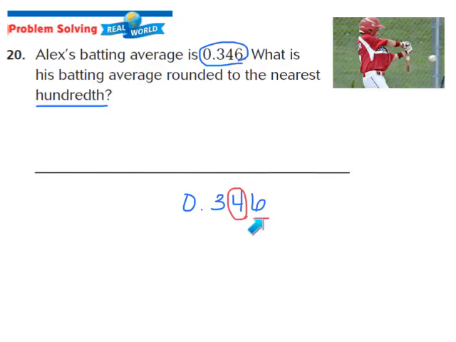Now, in looking at my 6, what I know is this. 6 is greater than 5. And if 6 is greater than 5, I have to increase my 4 by 1. I know that 4 plus 1 is going to give me 5. So I'm going to bring down my 0, my decimal, and my 3. And once again, I'm going to add 1 to my 4, and 1 plus 4 is going to be 5. Now I also know in rounding that any numbers behind or to the right of that circled digit drop off or go away. So in rounding Alex's batting average to the nearest hundredth place, I end up with 35 hundredths.